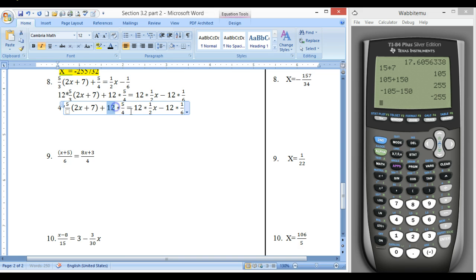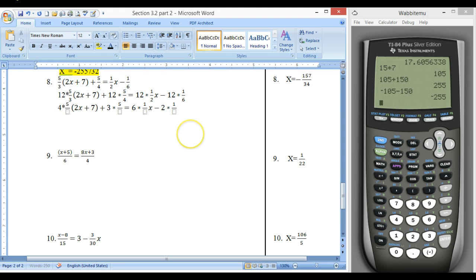distributive property. Here, 12 divided by 4 is 3. So that's gone down there. 12 divided by 2 is 6. So that's gone. And 12 divided by 6, that's gone, gives me 2. Good, no more fractions. That was our goal.